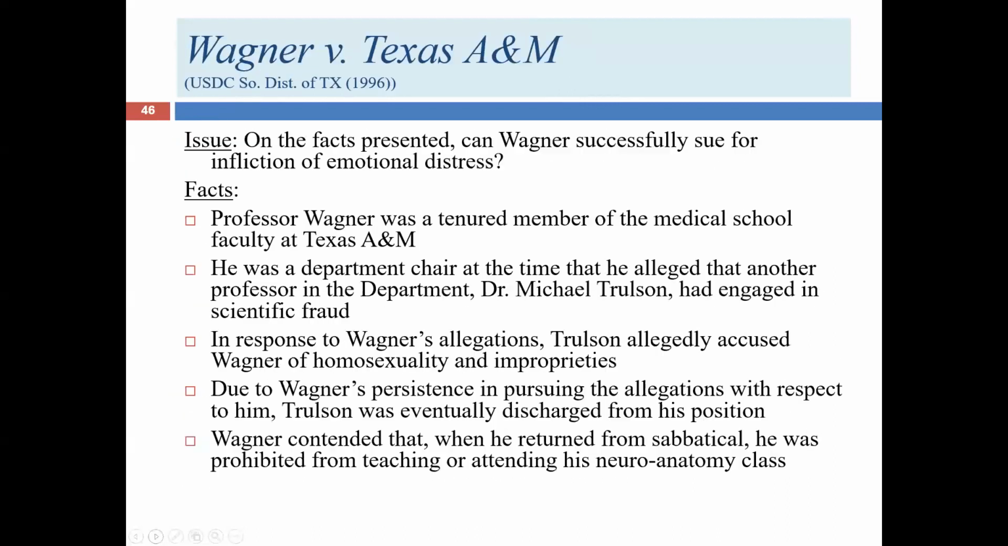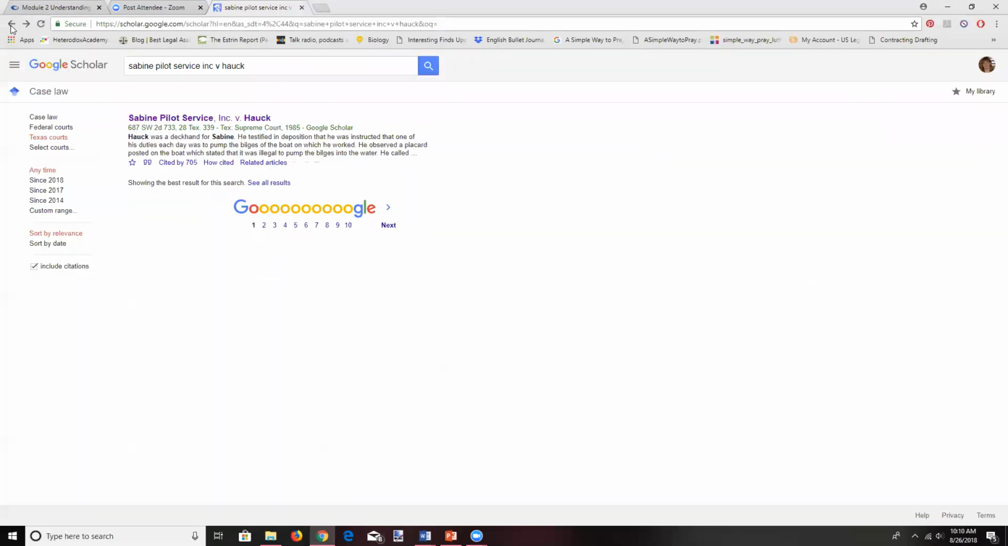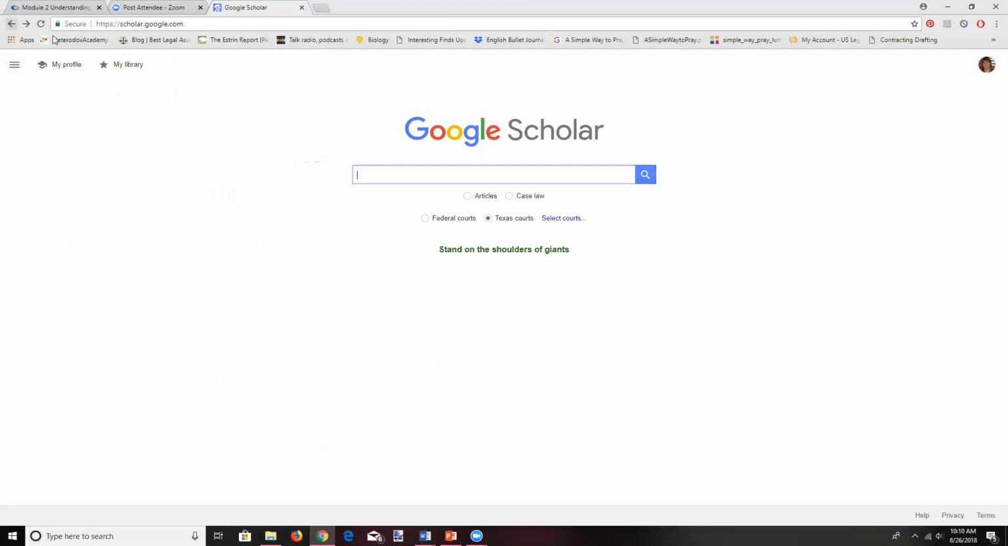So the way that we're going to do this is we're going to look up Wagoner and Texas A&M. We're going to have to go to the federal court system because we are not in state court. So we're going to go back to Google Scholar. Here we go. So we're in scholar.google.com. We're going to go to federal courts this time, and I'm going to type in Wagoner, Texas. I'm going to type in university. I'm not sure exactly how they did.